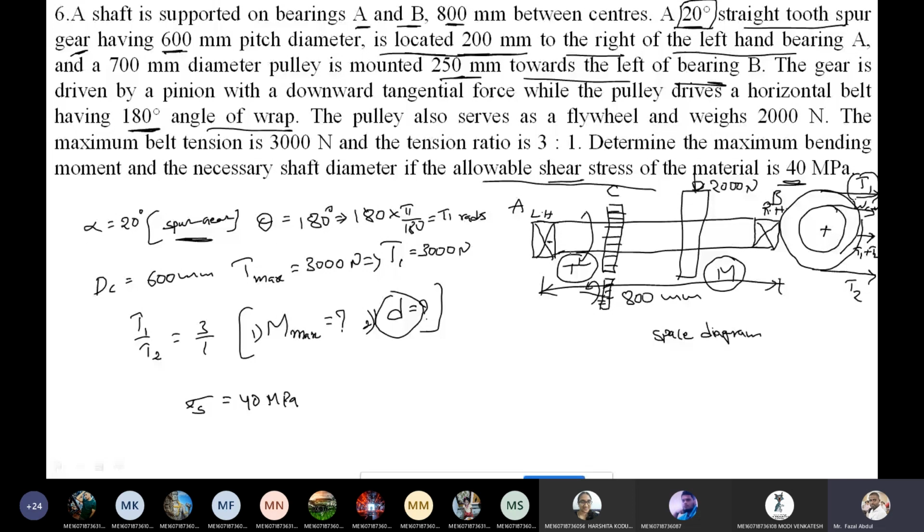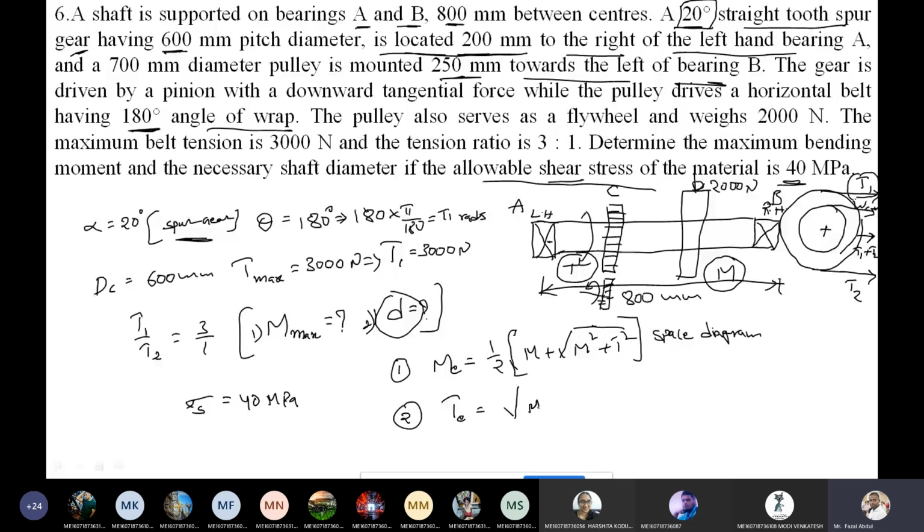The next step: in the combination of bending and torsion, how many equations are there to solve the problem? Two equations. One is according to the maximum principal stress theory: equivalent bending moment M_e equals 1 by 2 [M plus square root of M square plus T square]. This relation we have. Now, the second equation, according to the maximum shear stress theory: equivalent torque T_e equals square root of M square plus T square.